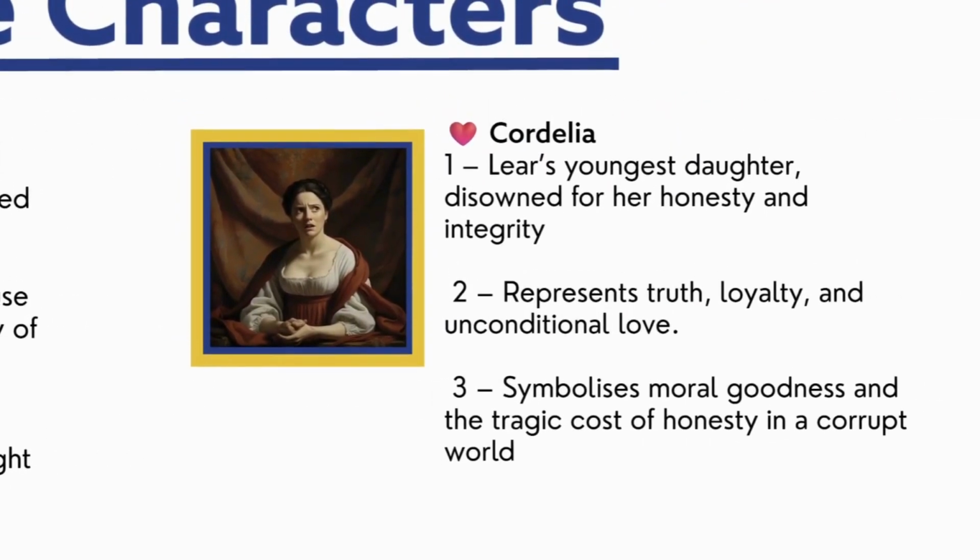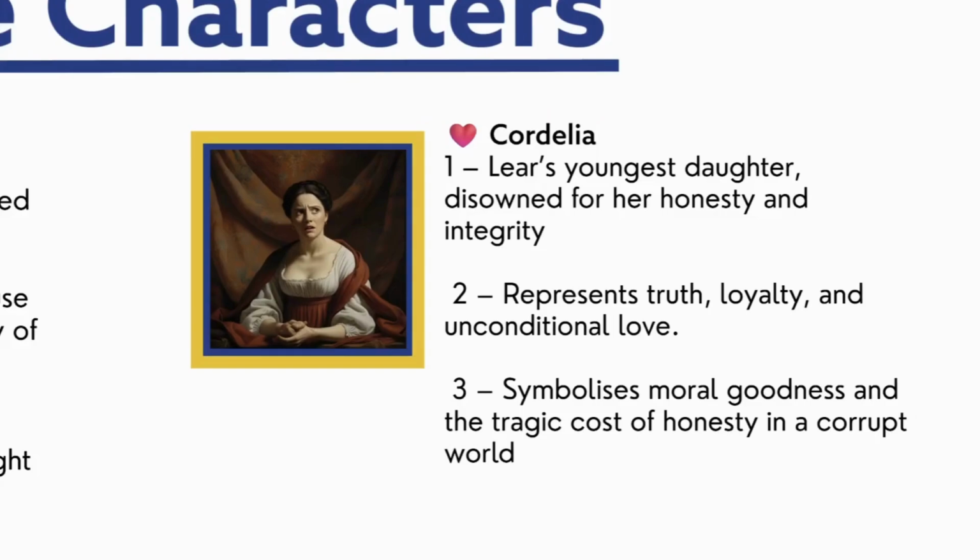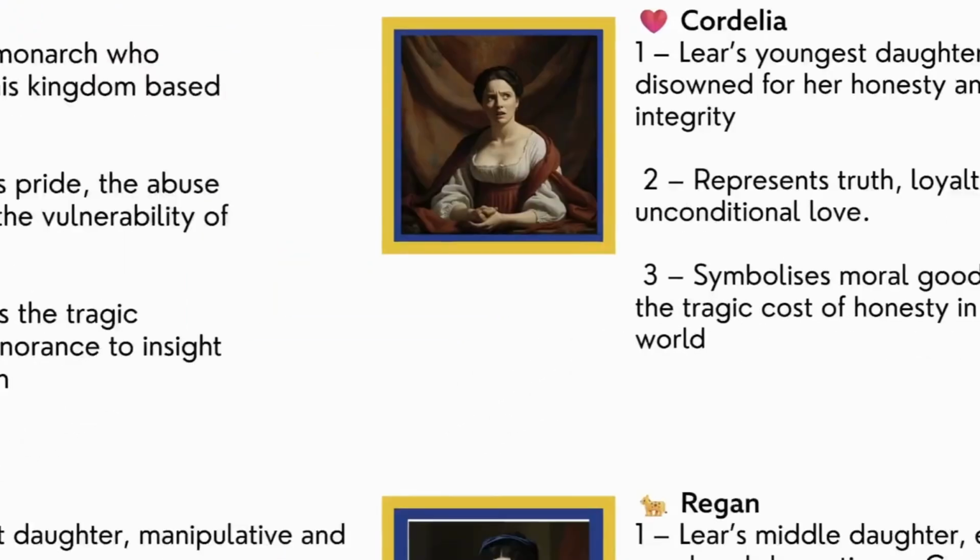Then moving on, we have Cordelia. So Cordelia is Lear's youngest daughter, and she ends up being disowned for her honesty and for her integrity. She represents truth, loyalty and unconditional love. She actually really does love her father. And she symbolises moral goodness and also the tragic cost of honesty in a corrupt world. She's an extremely tragic character in the sense that she's one of the only people who actually tells the truth, but she doesn't get a happy ending because of that. And that's, again, quite a philosophical argument that you can have in any essay if you're talking about Cordelia.